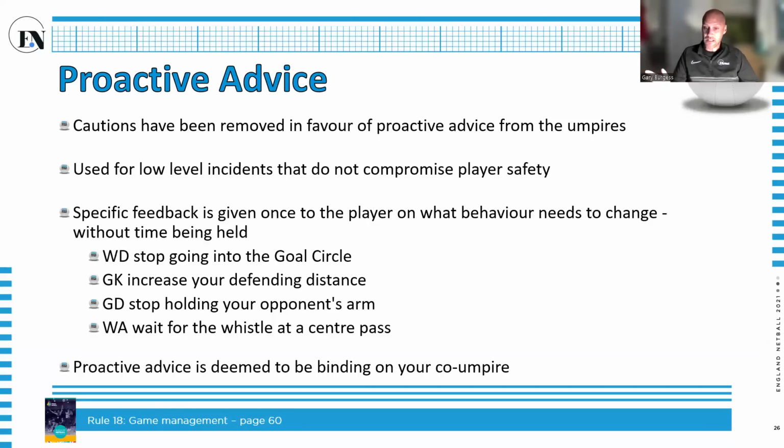Now, because it's binding, I cannot emphasize enough that you need to exhaust your effective umpiring techniques before you escalate on that part of the game management ladder. Okay, but proactive advice is a short and sharp corrective statement that basically makes the player aware that that's it for that specific behavior and then any other foul play. Okay.